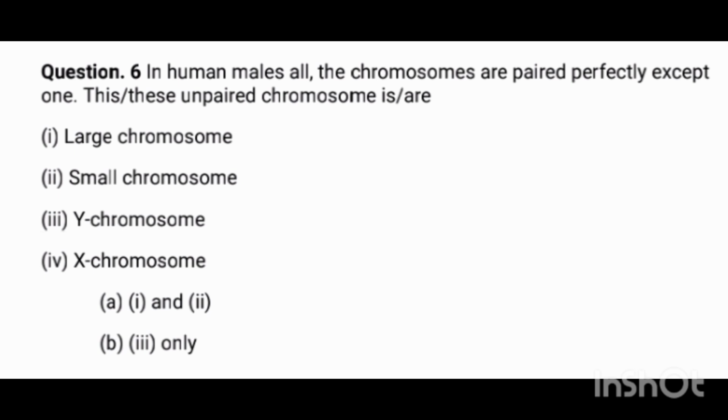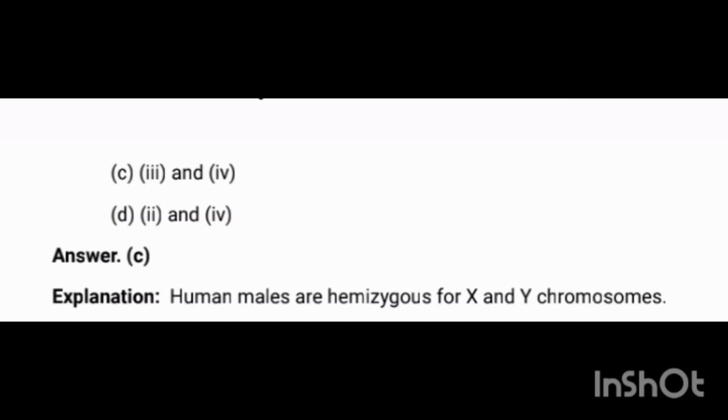Question 6. In human males all the chromosomes are paired perfectly except one. This unpaired chromosome is: A. Large chromosome, B. Small chromosome, C. Y chromosome, D. X chromosome. Answer. C. Explanation. Human males are hemizygous for X and Y chromosomes.